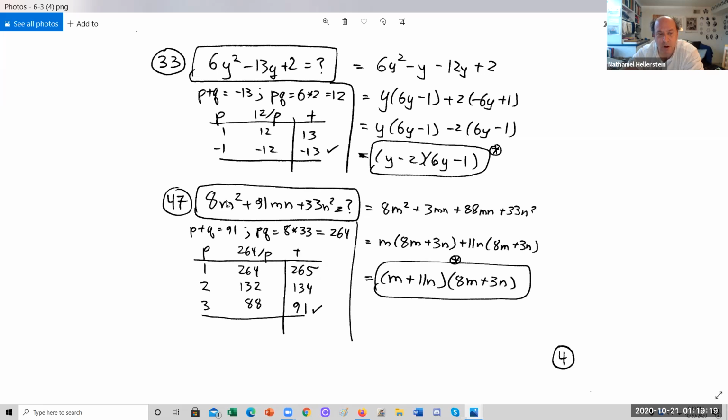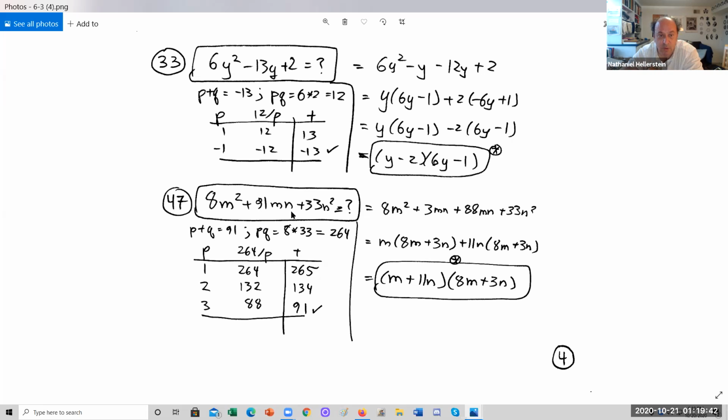Now here we have two variables, 8m squared plus 91mn plus 33n squared. All right, so the sum must be 91. The product must be 8 times 33, which is 264. After a fairly brief search, try 1, nope. Try 2, nope. 3 and 88, and 91 works fine.